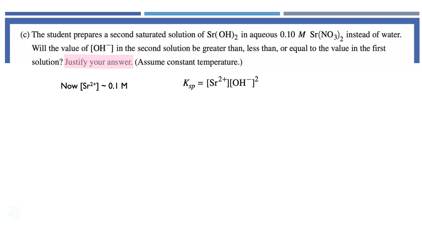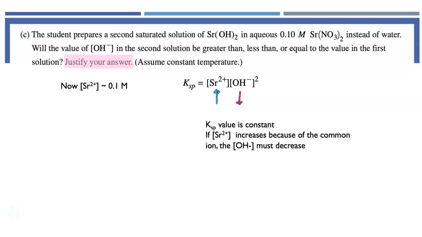So if we're making the solution now in 0.1 molar strontium nitrate, we've got a common ion effect. We've got an outside source of strontium ion besides what we can get from the strontium hydroxide. So essentially what we're saying is the strontium ion concentration is about 0.1 molar. If the concentration of strontium ion goes up, the concentration of hydroxide ion would have to go down in order to keep the KSP value constant.